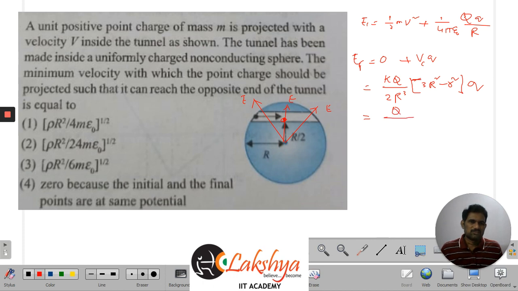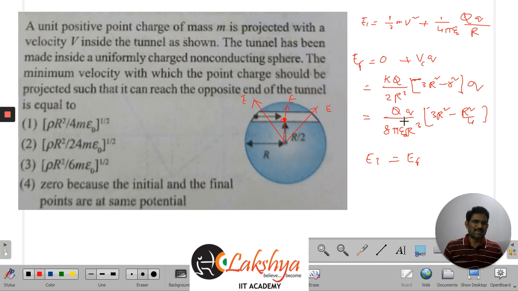Here I can write this as q by 8 pi epsilon naught r cube into q, and the term is 3r square minus r square by 4, since small r is r by 2. Simplify this and you get the final energy. Now, by conservation of energy, the initial energy is equal to the final energy. Simplify those two terms and you will get the minimum velocity required. Finally, you need to replace this capital Q in terms of rho, and the small q value is given as unit, so you can substitute 1 here.